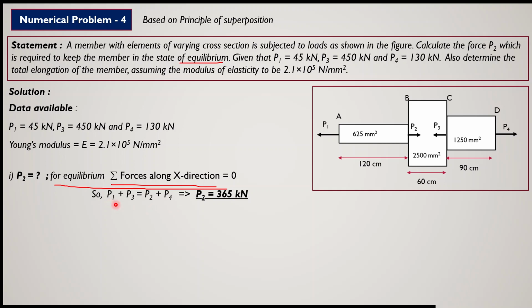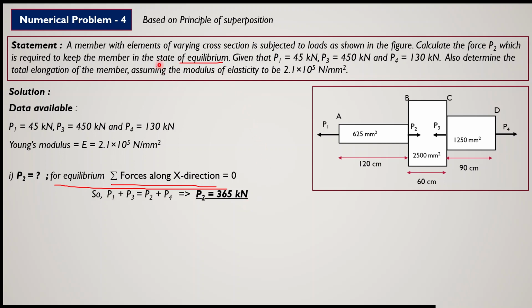That means P1 plus P3 act in one direction and the others in the opposite direction. P2 and P4 are acting in the positive direction of the x-axis, and P1 and P3 are acting in the negative direction. The sum of forces along the negative direction is equal to the sum of the forces along the positive direction, so they sum up to give a resultant of 0. So we can say it is the case of equilibrium. From this equation, by putting all the values, P2 is worked out to be 365 kilonewton.